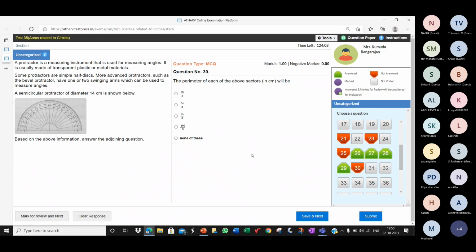We need to find the length of arc. Length of arc is theta by 360 into 2 pi r, if you're taking the circle. If you consider only the semicircle, it will be theta by 180. It depends on what you're taking. You give me the answer and then I'll explain how it is. 95 by 3 is what Srinivasan said. Others? I'm getting it as 64 by 3. Okay.